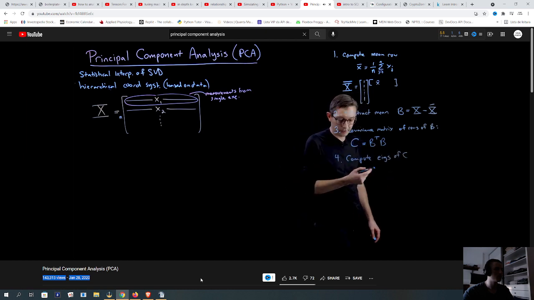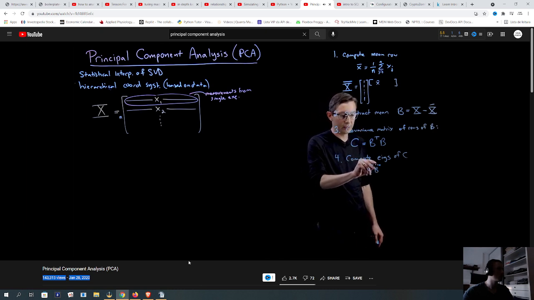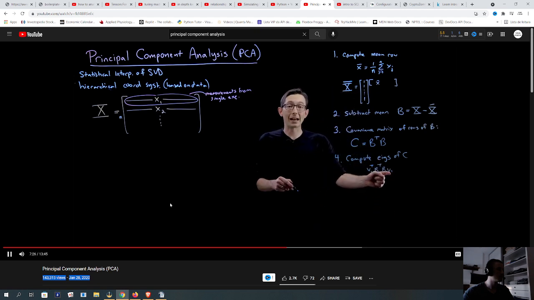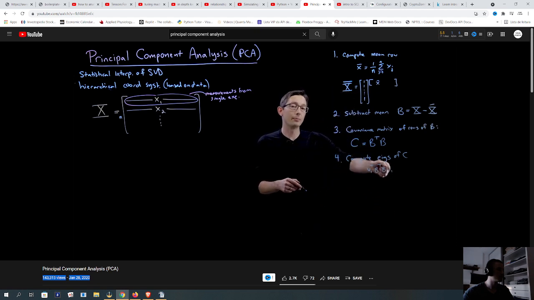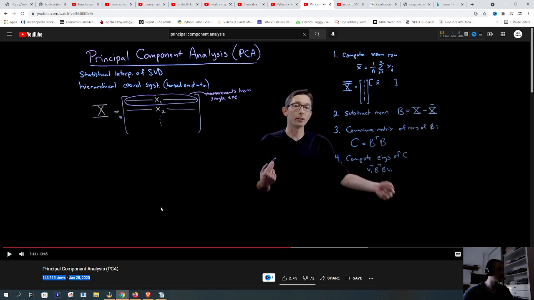And in particular, we're going to compute, for example, V1 transpose B V1. That would be the biggest eigenvector of this matrix B transpose B is V1. Then I would compute V2, then V3, then V4. So it would be data on the y-axis, let's say, and time on the x-axis. You want to see some relationship between these variables in time.